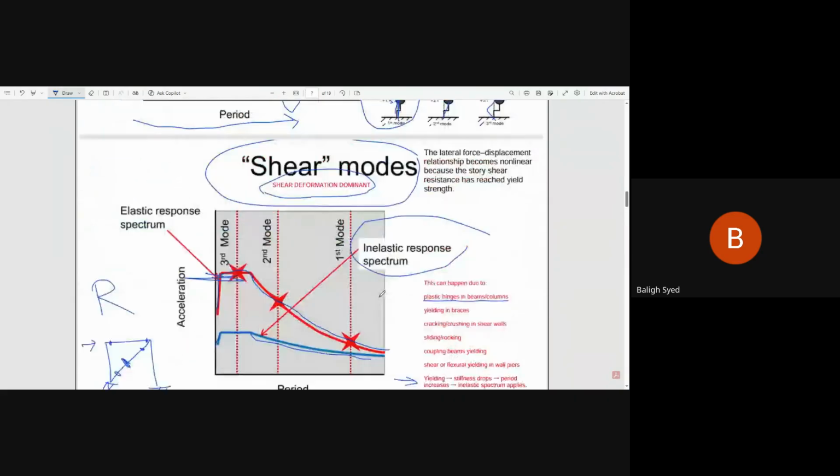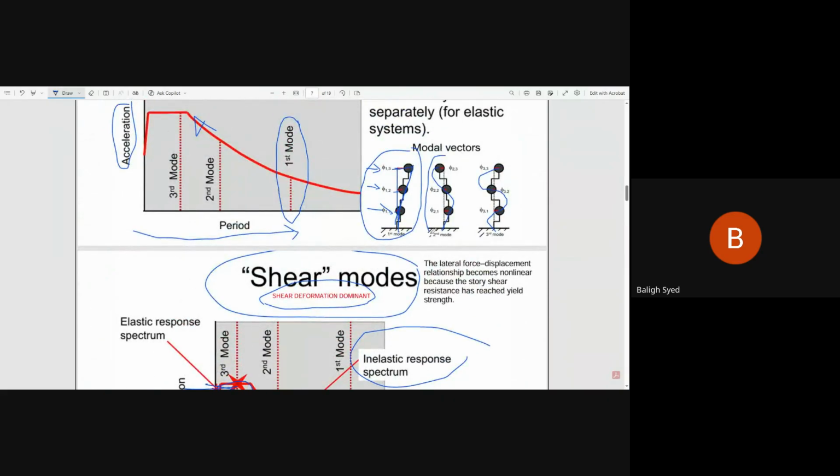Okay, flexure mode. What is the flexure mode? Why is this called the flexure mode right here? Second mode and third mode is the flexure mode. Why? It is kind of curved. That's why they call it the flexure mode. So if someone asks you, okay, which one is the shear mode? So this is the shear mode. So you're going to respond, oh no, this one is the shear mode.